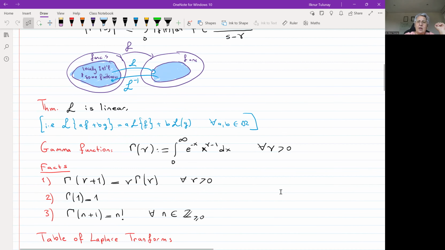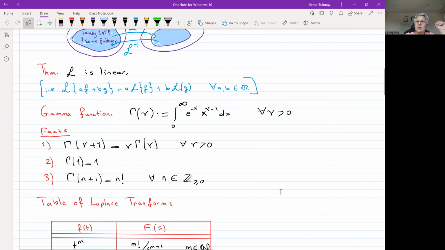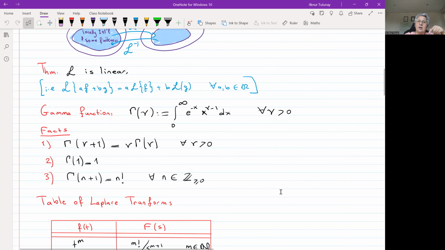Okay, and the gamma function, this is just a definition because we give a Laplace transform table about the gamma function. So this is why we define the gamma function. The gamma function is defined as an integral of exponential minus x to the gamma minus 1 dx. And this is a very famous function. It is a special function in mathematics, and it satisfies these properties.